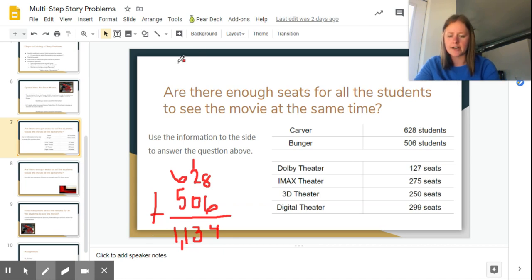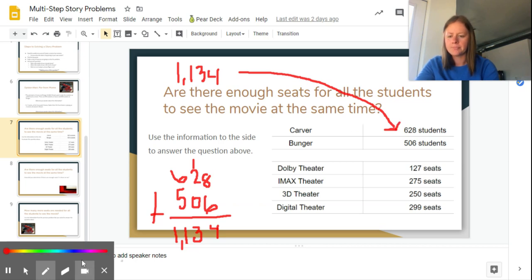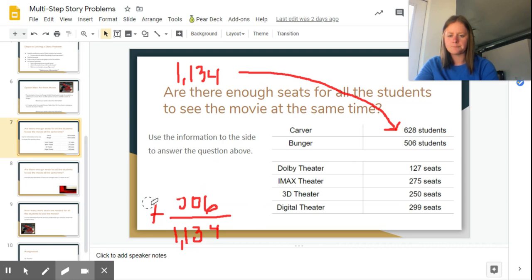I'm going to put that up here. 1,134. And then I'm just going to click this and link it over here so we know, oh yeah, that's what that is. Now I'm going to erase this just to give it some space.